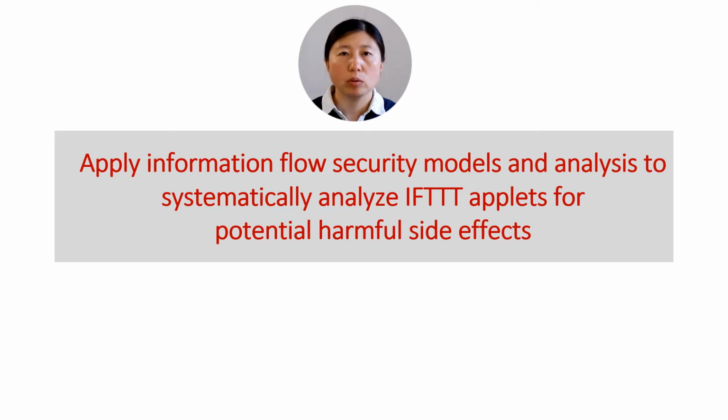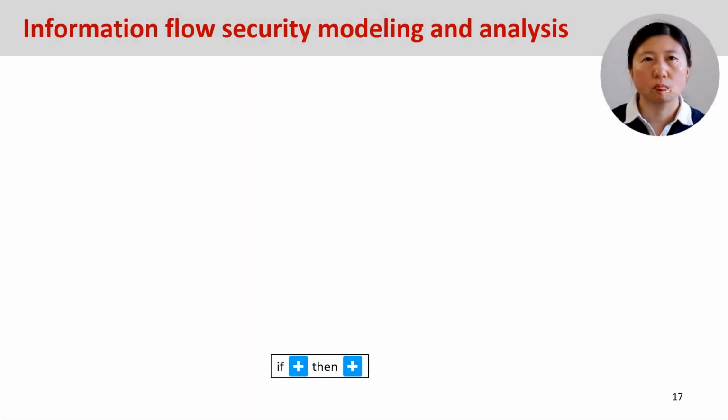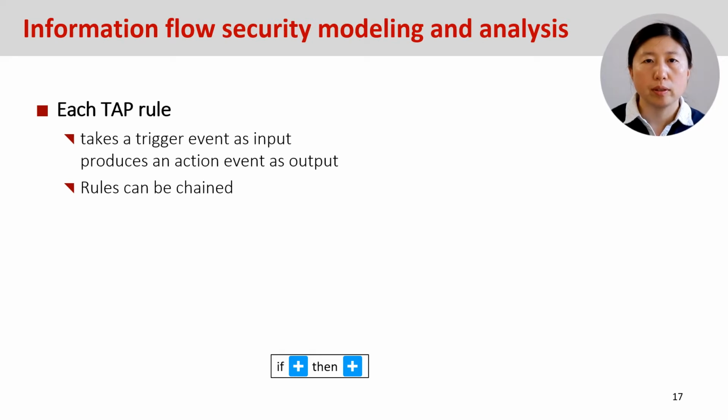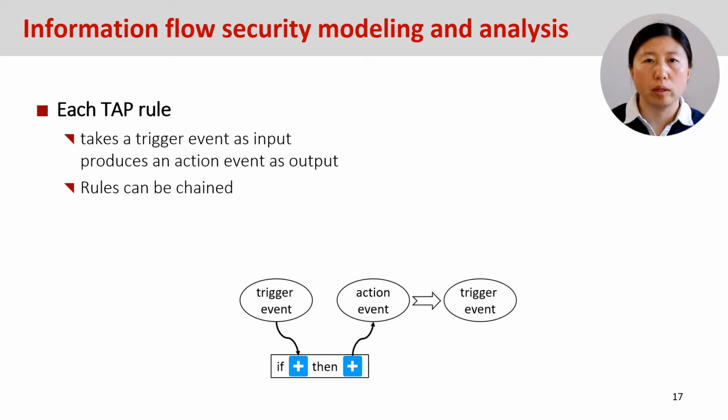And we know what good formal models there are for analyzing such problems. Therefore, we're going to apply information security modeling to analyze the security and privacy concerns of IFTTT applets. Here is how we go about modeling. I put the IFTTT rule on the bottom. Each rule is really a very simple event handler. It takes triggering events as input and generates an action event as output. This action event can itself be another triggering event or can cause a triggering event that will trigger another rule and generate another action event. So these rules can be chained together.